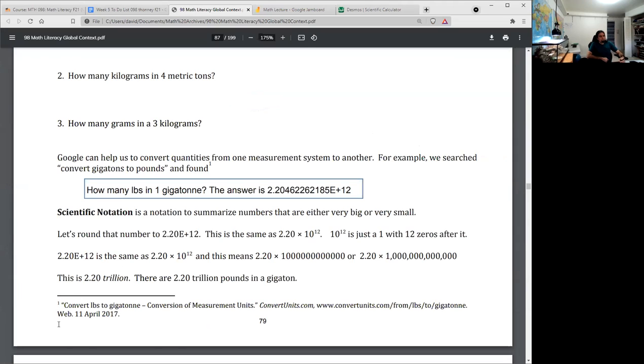So your page says that more. We'll round it to 2.2 e plus 12. That's the same as 2.2 times 10 to the 12th. And as we've seen, that just means scoot to the right 12 times. Everyone okay so far?